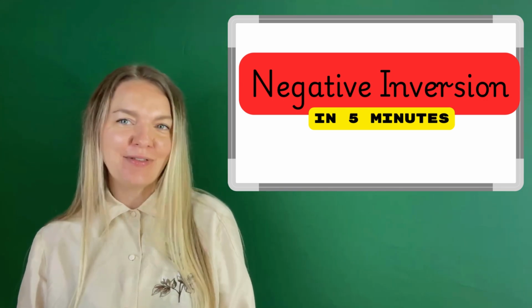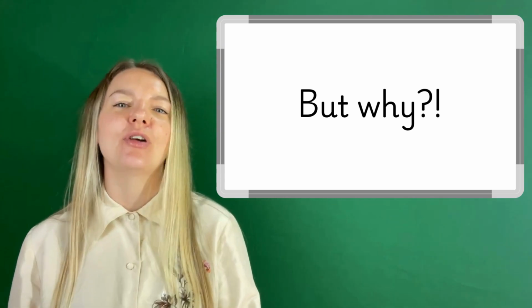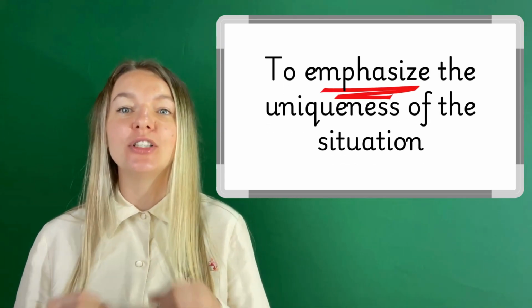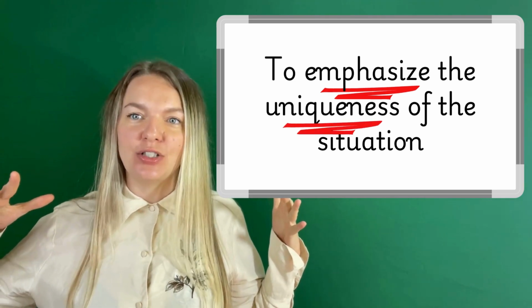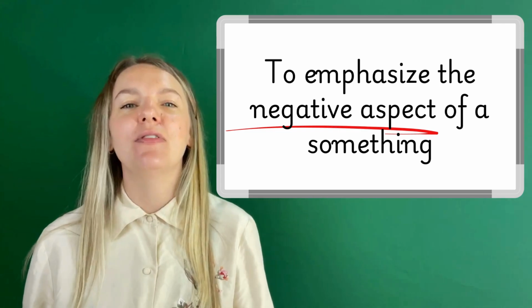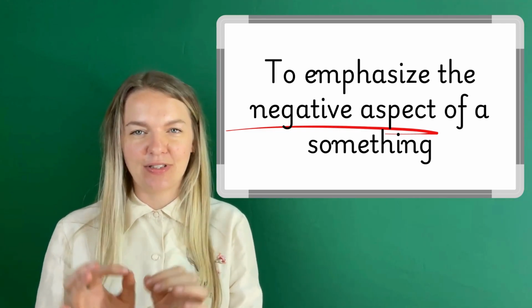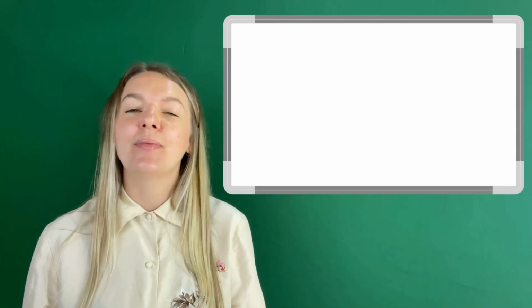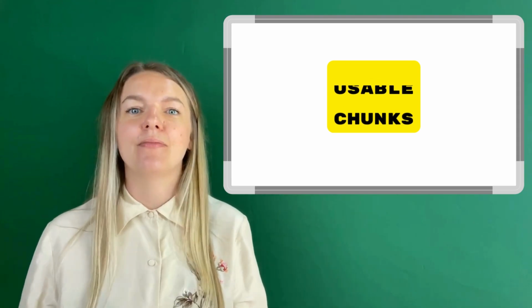Yay! Negative inversion. Sounds scary, but isn't. Why would we bother using this grammatical structure? In my own personal life, I use it mostly when I want to emphasize or make bigger the uniqueness of a situation. We can also use negative inversion to put an emphasis on the negative aspect of something. There are a lot of ways we can do this, but I'm going to break it down into actual usable chunks that you can start using today.